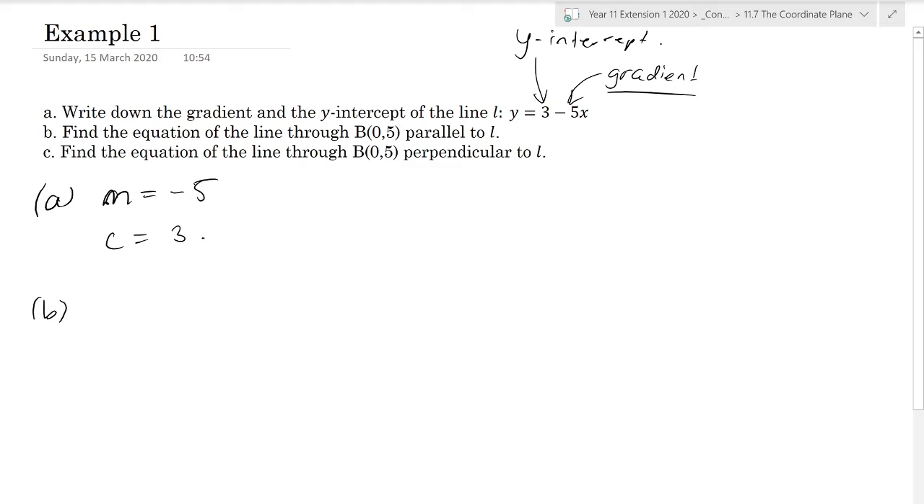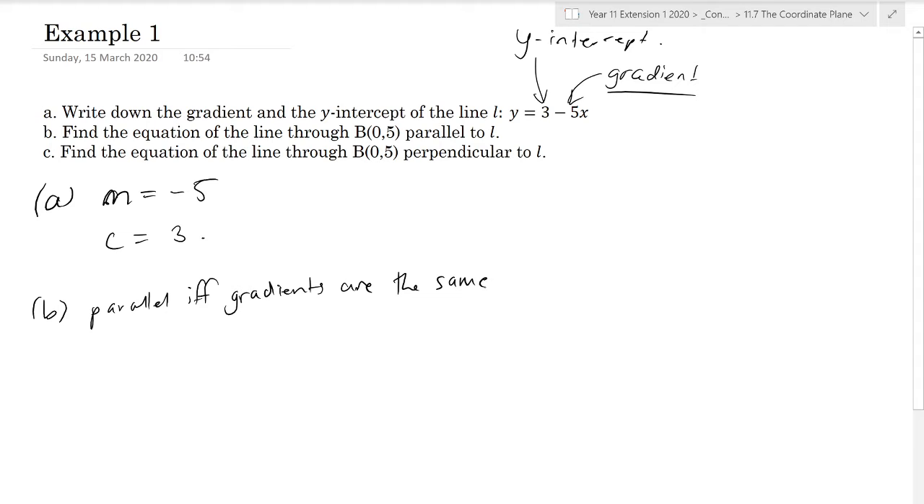Find the equation of a line through (0, 5) that is parallel to L. Okay, so if a line is parallel, we remember from yesterday that two lines are parallel if and only if, that's what IFF means, if and only if the gradients are the same. So parallel if and only if the gradients are the same.